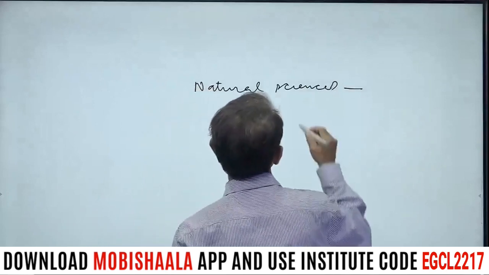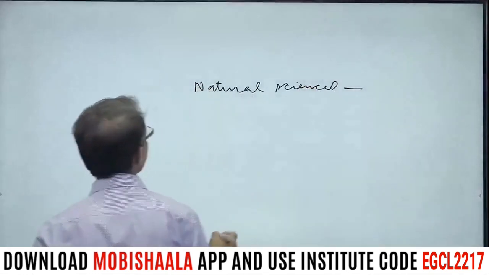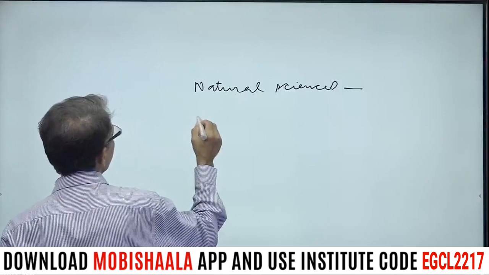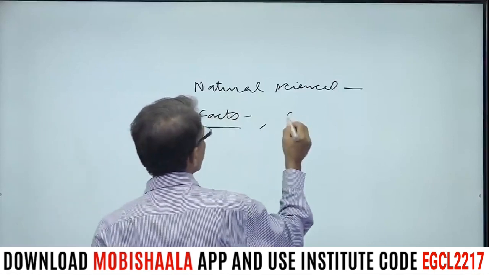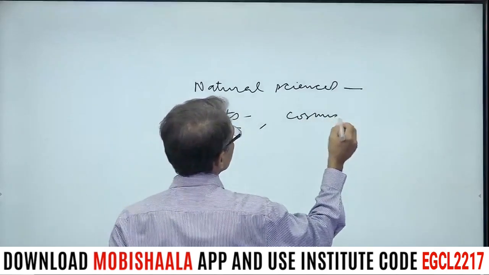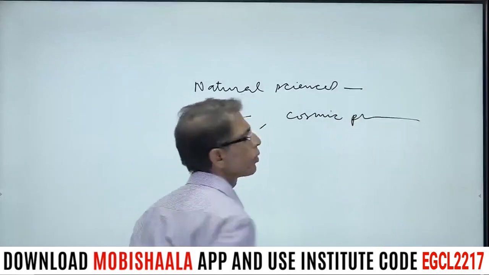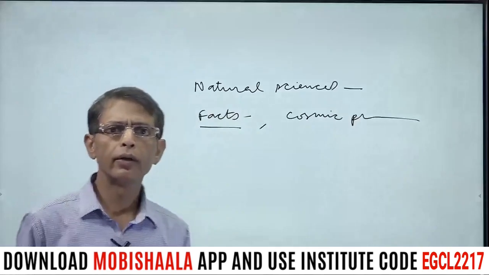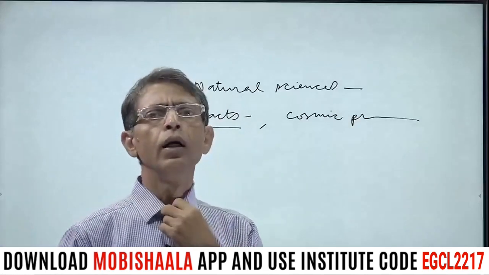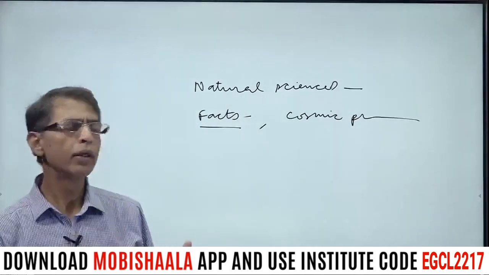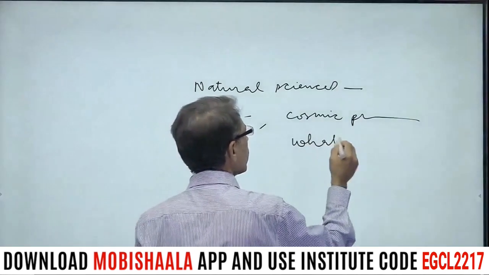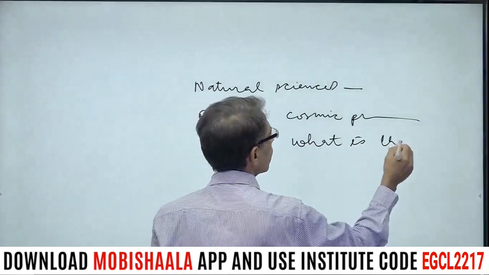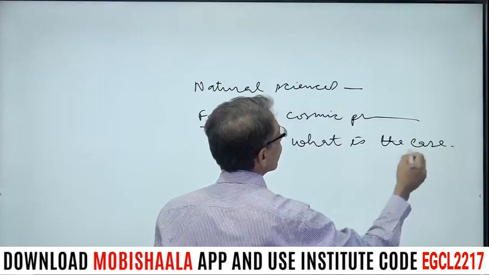Natural sciences are concerned with describing the facts, what is the case. They describe the cosmic principles, and they are concerned only with the matter, what is the case.